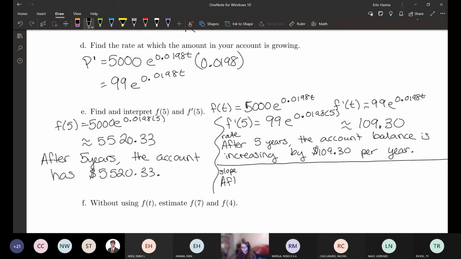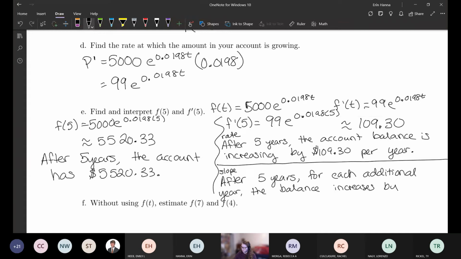And then for the slope, remember we have to start off the same way, after 5 years. But this is when we say we're increasing by 1 year, which increases the account balance by $109. So I'm going to say something like, for each additional year, the balance increases by $109.3. Remember, in this case, it's just dollars because you take care of the per year by saying for each additional year. And also remember, with the interpretations, it's one or the other. You don't have to do both. You do want to be somewhat familiar with both ways. Say this was a multiple choice question and I gave the answer as the slope way instead of the rate way. If you can't at least recognize the slope way, then you might not be in a good spot. But in terms of just writing them, you would only have to pick one or the other.